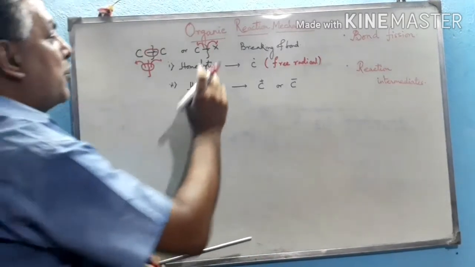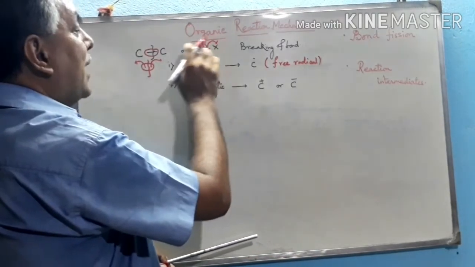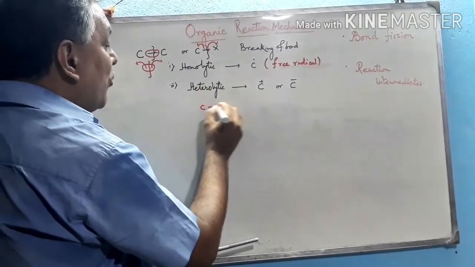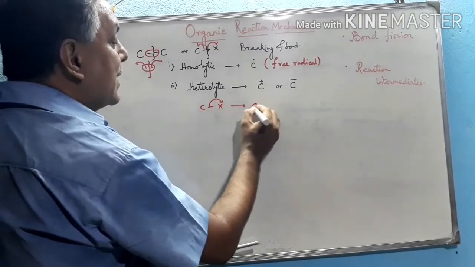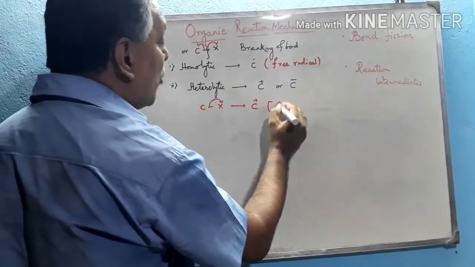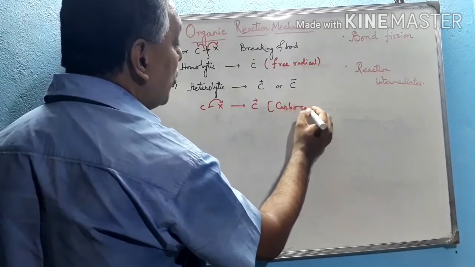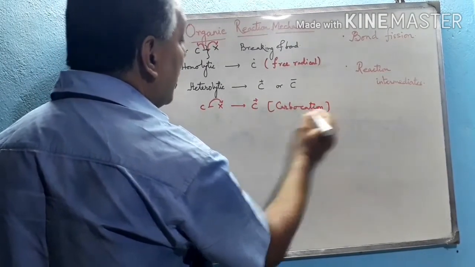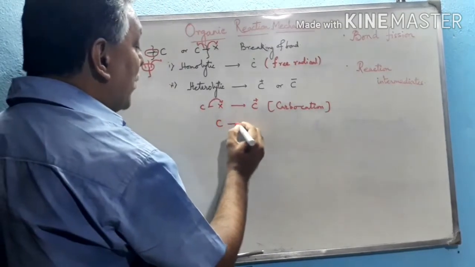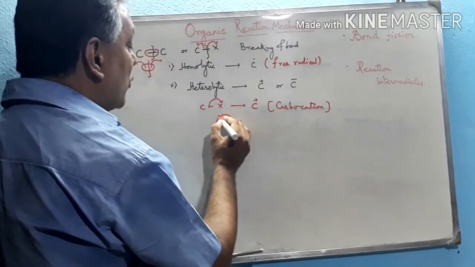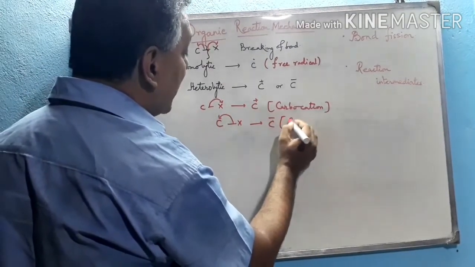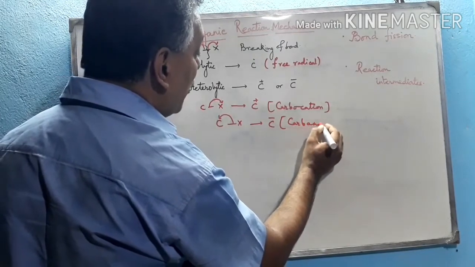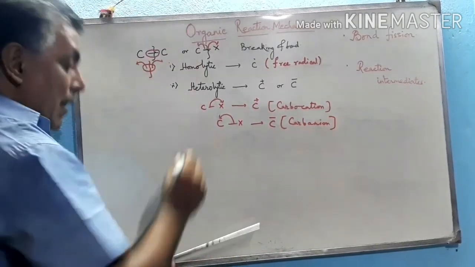So whenever X is more electronegative than carbon, during the bond fission X pulls the total electron density towards it and hence generates a C plus, which is called a carbocation. Or it may occur that carbon is more electronegative than X, then the total electron density will be shifted towards the carbon, and hence it generates C minus, which is called the carbanion.